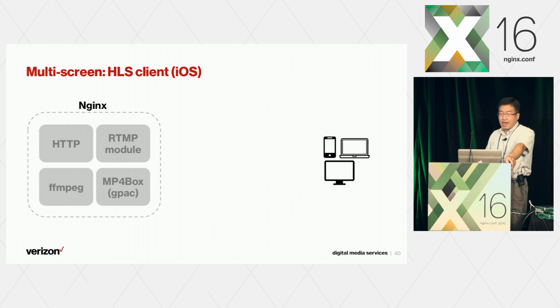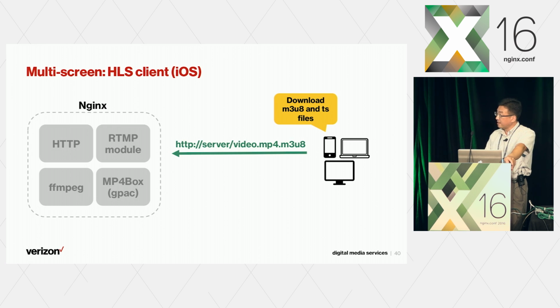If an Apple device makes a request for the content over HLS, it makes an M3U8 request, then we can run FFmpeg to generate the manifest and segments and return the M3U8 manifest and TS segments.